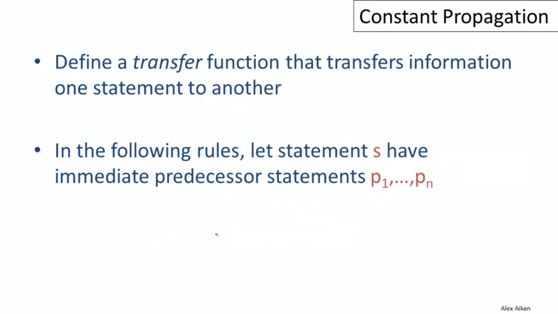We're going to be defining a set of transfer functions that push information from one statement to another. And in the rules for constant propagation, we need to talk about a statement and its predecessors. So we're going to say that every statement S has some set of immediate predecessors P1 through Pn. These are the statements that lead in one step to the statement S.